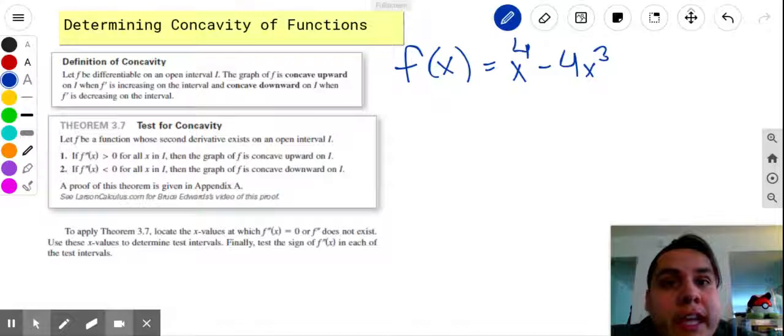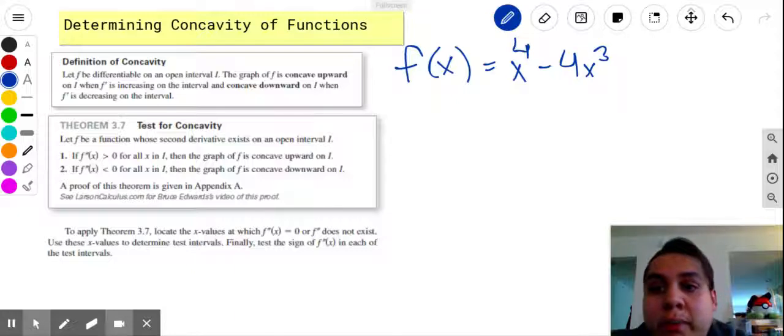So we want to know when the derivative is increasing or decreasing. It's kind of like what we did last week, because last week we were working with the first derivative to figure out when the original function was increasing or decreasing. But now we're going to use the second derivative to talk about when the first derivative is increasing or decreasing.